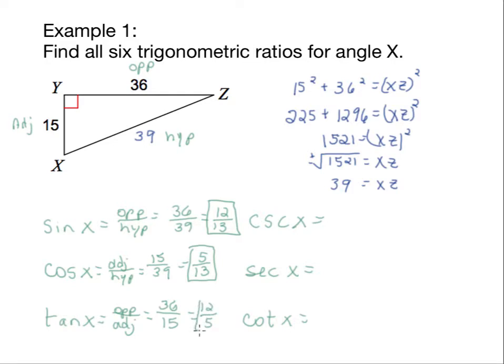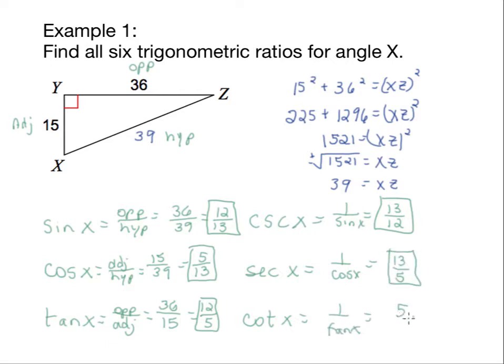Now once I hit the 3 basic trigonometric ratios, it's easier to get the reciprocals. I just flip them over. Cosecant is equal to 1 over sine, or 13 over 12. Secant is equal to 1 over cosine, which is 13 over 5. And cotangent is 1 over tangent, which is 5 over 12. Notice I just flipped over my answers for sine of x, cosine of x, and tangent of x.